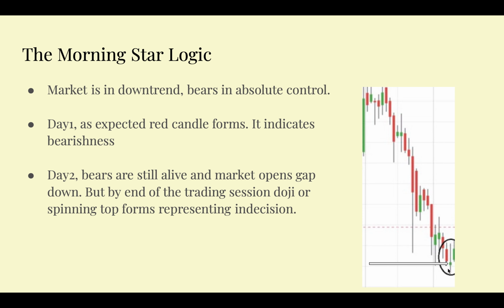Here you can see the doji has formed, meaning it is a clear indication that bulls have entered the market. They are of equal strength, as the number of bulls is equal to the number of bears, so that's why the stock neither went up nor went down by the end of the day. So that is what happens on day two.